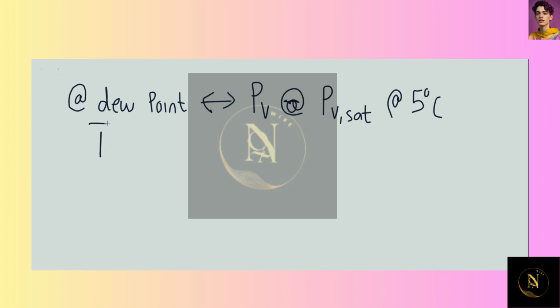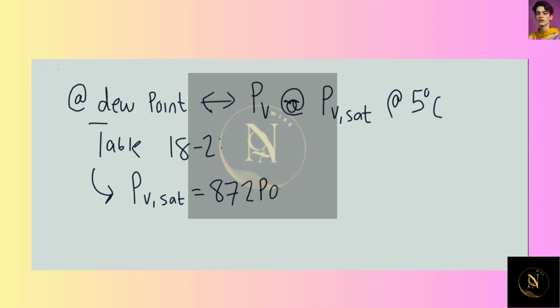So we use table 18-2 to find what that pressure is, to find the saturated vapor pressure. Turns out for 5 degrees Celsius, it's an entry in the table, so we don't need to do any interpolation to go in between values of the table. So we end up with a saturated vapor pressure of 872 Pascal.